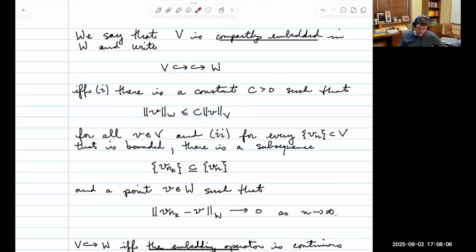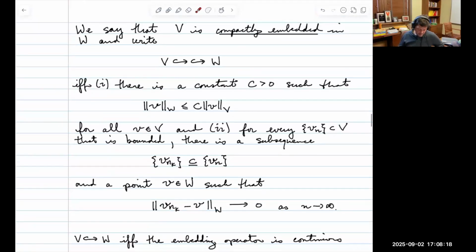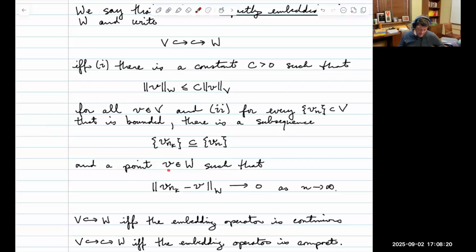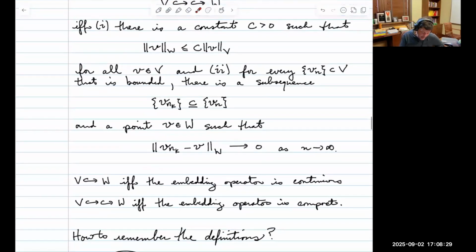And for every bounded sequence v_n in V, there is a subsequence. I hope everybody knows what a subsequence is. A subsequence v_{n_k} drawn out of v_n and a point v in W such that v_{n_k} converges to v in the W norm as k goes to infinity.